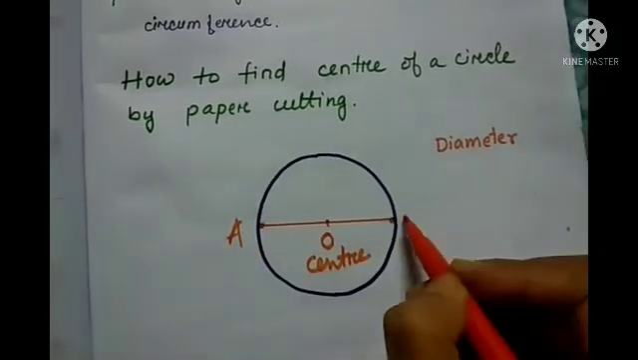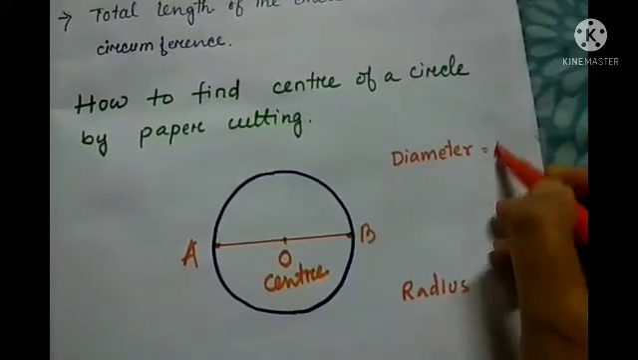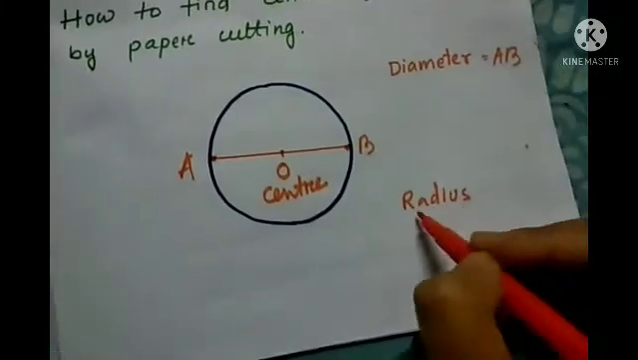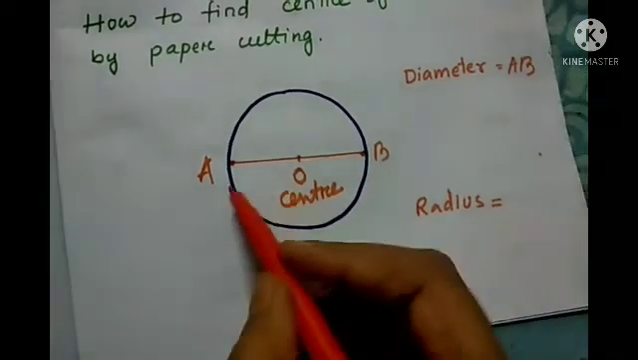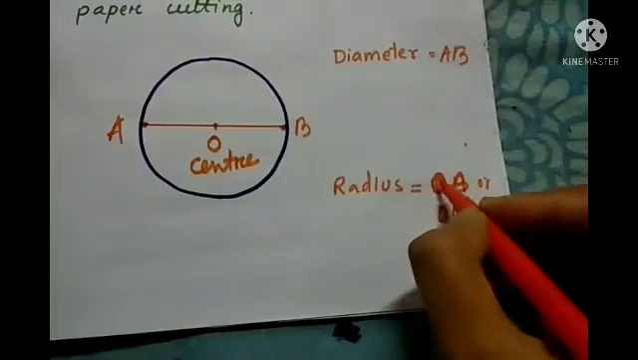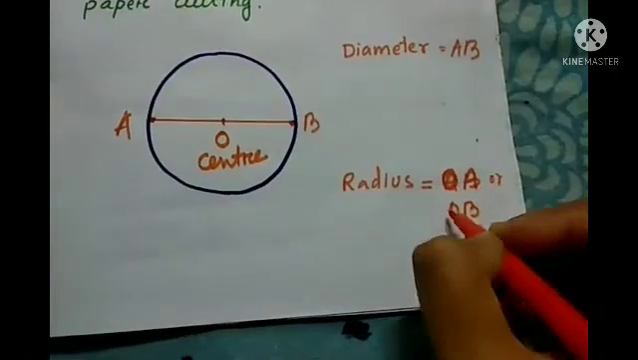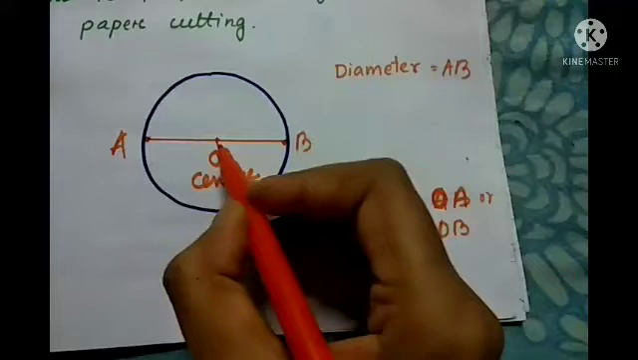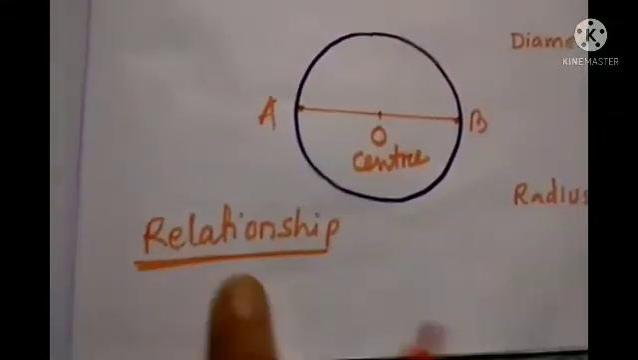So students, now what is diameter? You can see I am marking this. This line is passing through the center, and that is called diameter AB. And what is the radius? Radius is always half of the diameter. So here it will be either OA or OB. These are the two radii here.